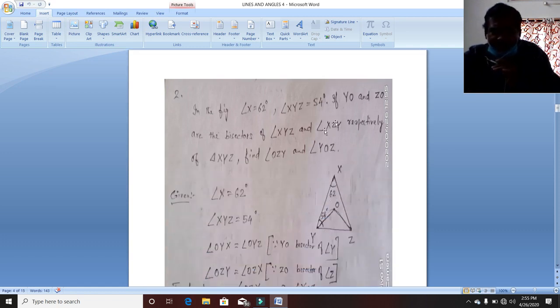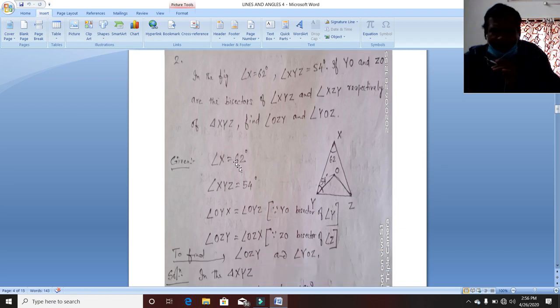Now the question I have written from the book. The diagram also I have drawn here. Here the given points are what? Angle X is 62 degree. Angle XYZ is 54 degree. This is XYZ. And I have to find what? OZY and YOZ I have to find.